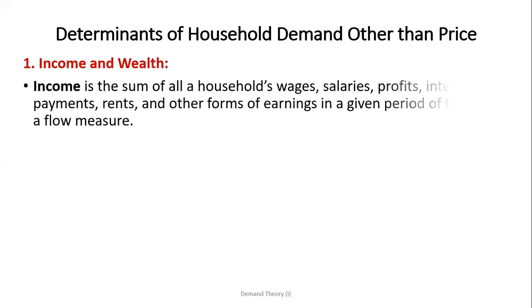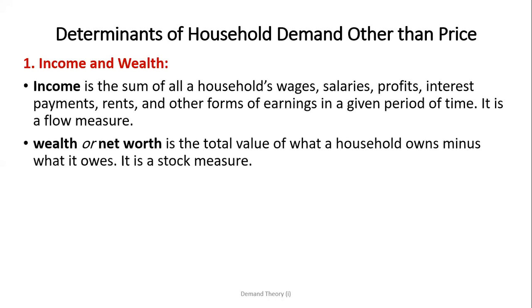First one is the income or wealth. Income is a flow variable. It is the sum of households' wages, salary, profit, interest payment, rent, and all other earnings in a given time period. Whereas wealth or net worth is a stock variable which shows the total value of all the assets that a household possesses minus the total value of whatever it has to repay to others.